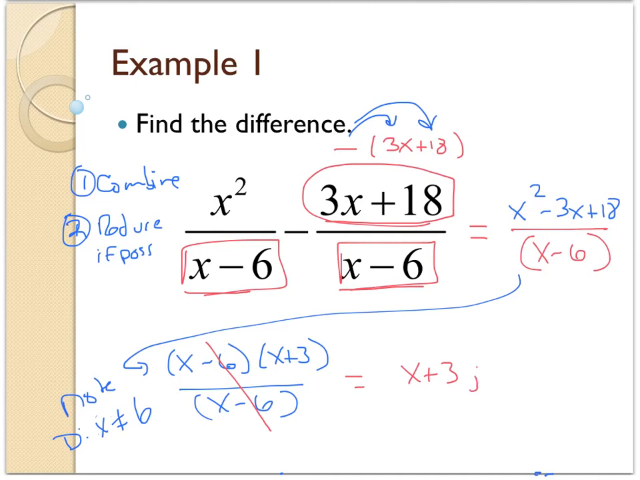But we have to account for that removed factor, because that would cause problems in our original equation. So we look at this guy right here to determine the domain, then we reduce, and we're left with the x plus 3. So our final answer would be x plus 3, where x cannot equal a positive 6.